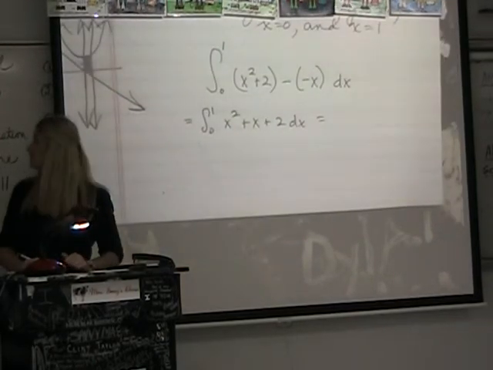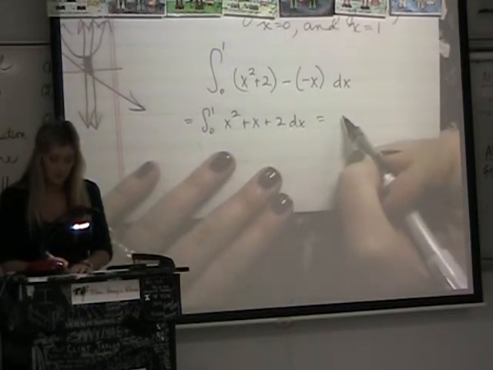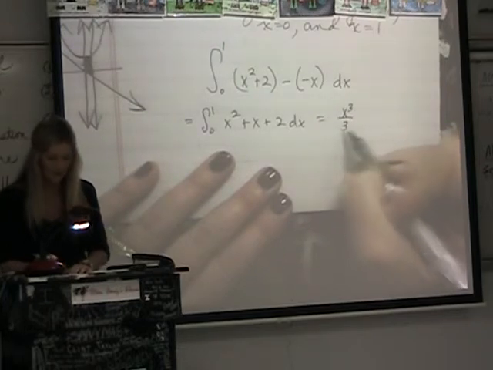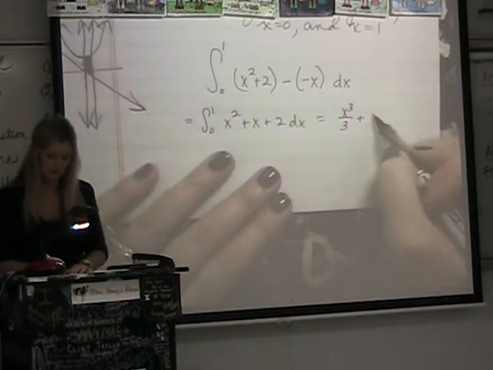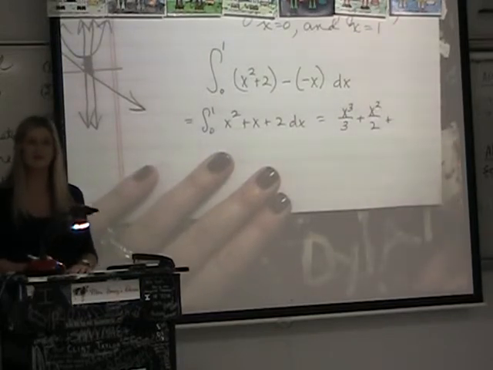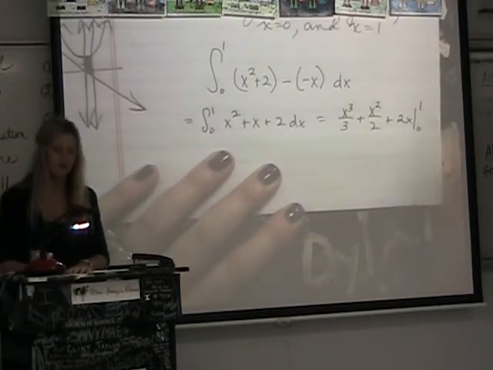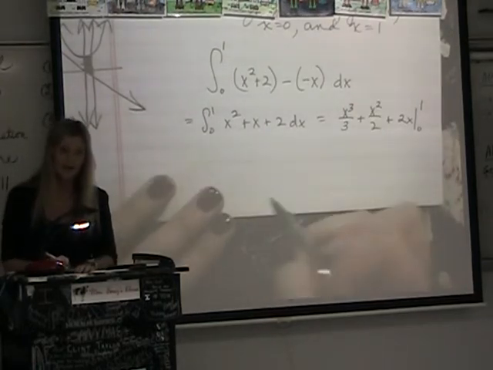Okay, antiderivative of x squared. X cubed over 3, or 1/3 x cubed, either way. Plus antiderivative of x. X squared over 2 plus antiderivative of 2. 2x. And we're going to evaluate that from 0 to 1 without a calculator.